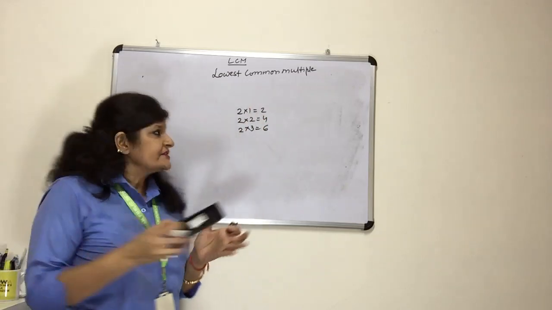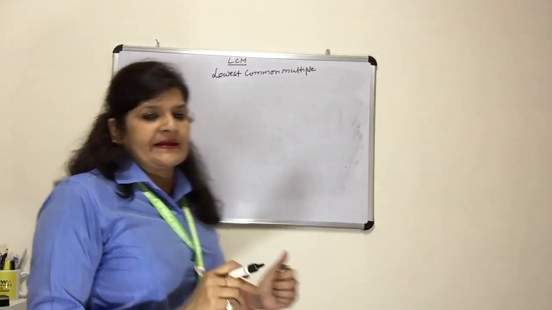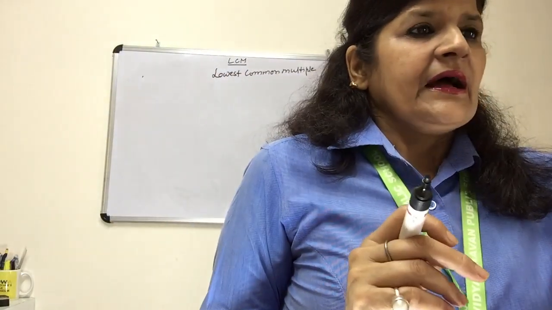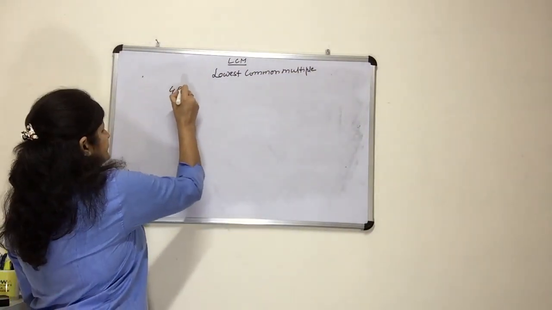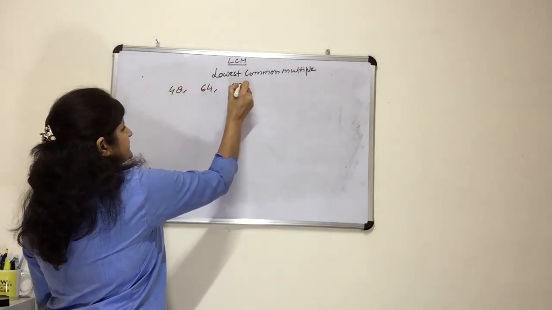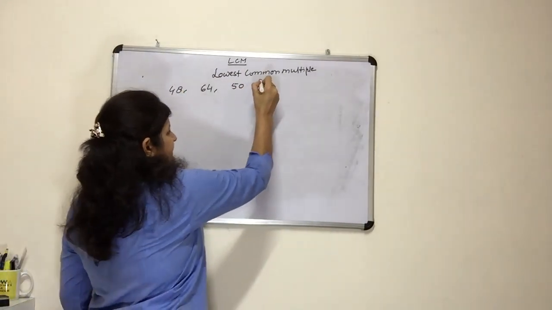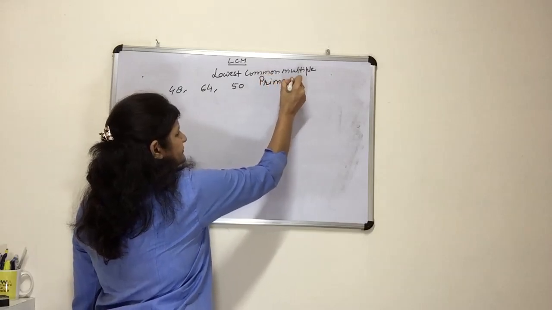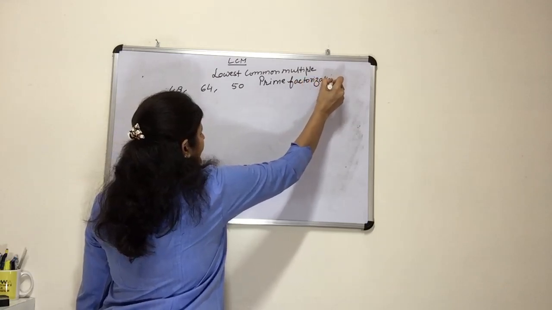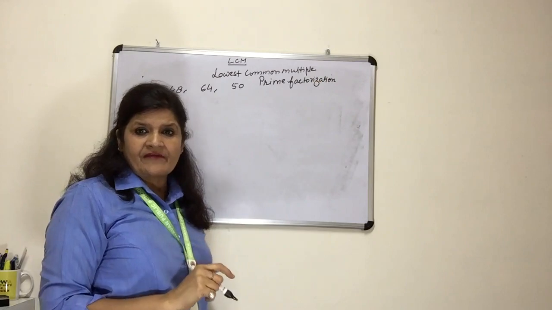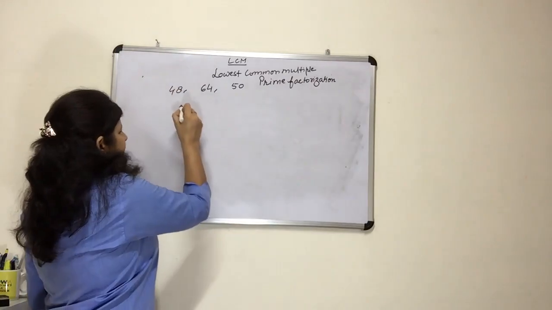Now we will do the least or the lowest common multiple. So with an example, we will understand this better. Suppose I am taking the numbers 48, 64 and 50. Now again two methods are there. First is prime factorization. As we have done in HCF, the prime factorization method, the same here, the prime factorization method in LCM. How will we do this?